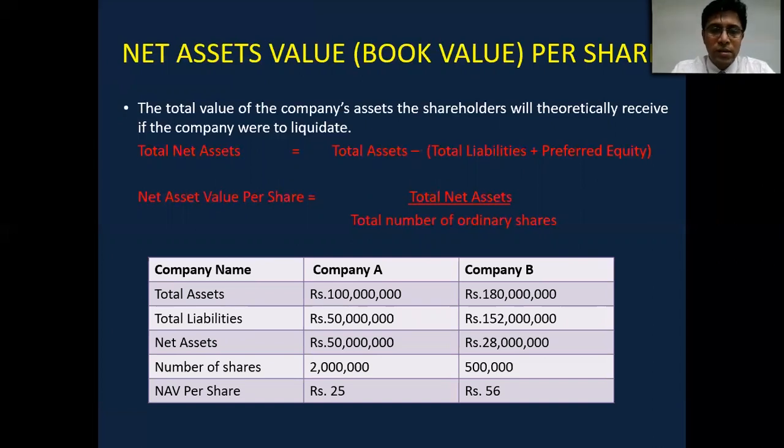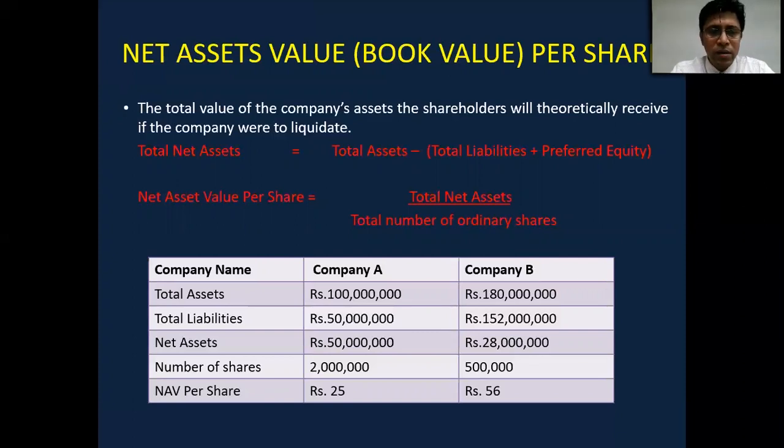Coming back to our original example of company A and company B, you will notice that company A has total assets of 100 million, while its total liabilities are 50 million. Therefore, in order to derive their net asset figure, we need to deduct their liabilities from their total assets, which gives the net assets of 50 million. Company B has total assets of 180 million and liabilities of 152 million. Therefore, its total net assets are 28 million.